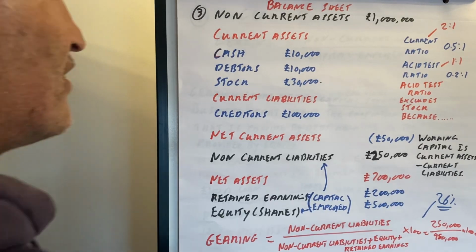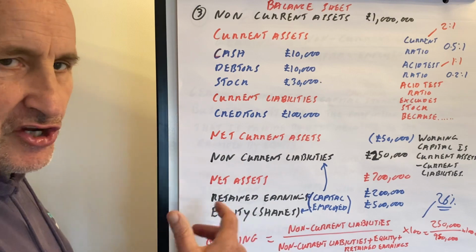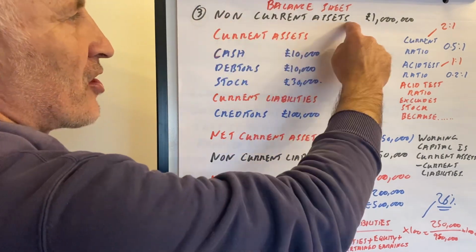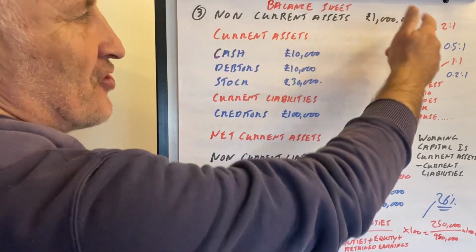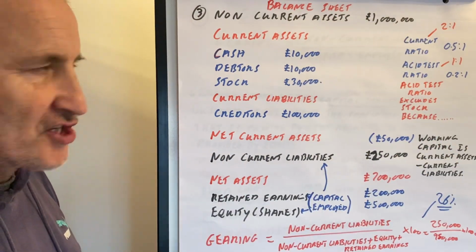Okay, so there's quite a lot on here. This is a balance sheet. You also need to know how a balance sheet works and the construction of it. So you start off with non-current assets up here. In this case, the non-current assets come to 1 million quid. Pretend this is the campsite to make it nice and easy for you.